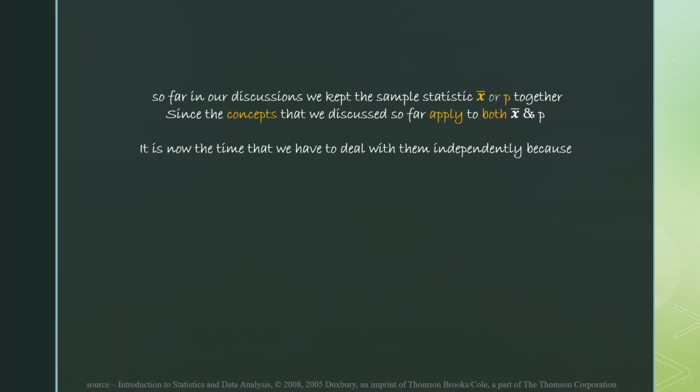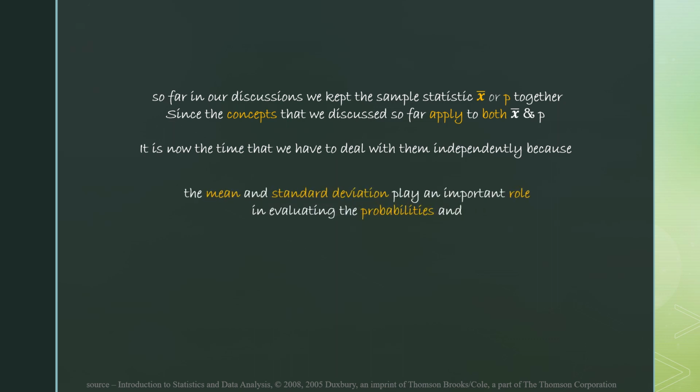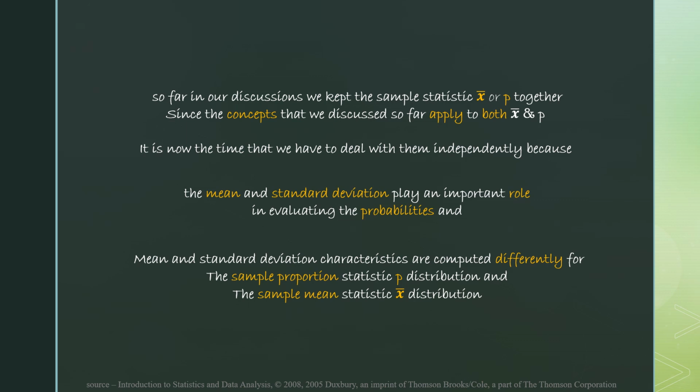So far in our discussions, we kept the sample statistic x bar or p together, since the concepts that we discussed so far apply to both x bar and p. It is now time that we deal with them independently, because the mean and the standard deviation play an important role in evaluating the probabilities, that is the p-value, and mean and standard deviation characteristics are computed differently for the sample proportion statistic p distribution and the sample mean statistic x bar distribution. Let's start with the sample proportion statistic p distribution.